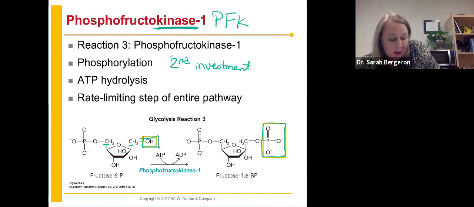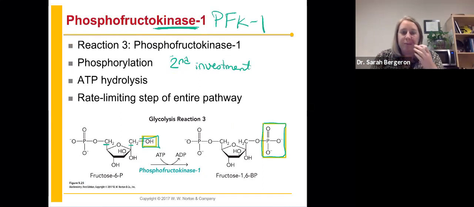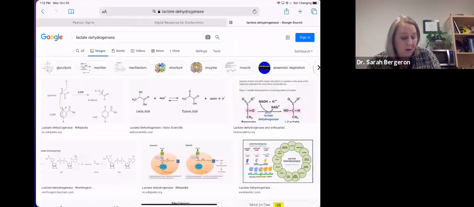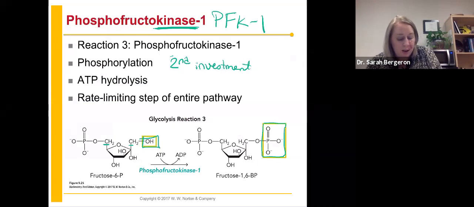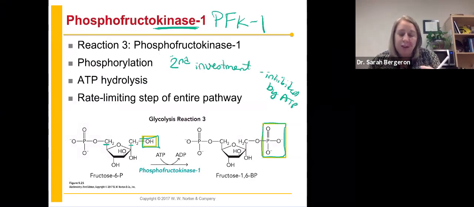This is phosphofructokinase, PFK-1. Sometimes you'll see it abbreviated that way. But this is the rate limiting step of the entire glycolysis pathway. And so what you're going to see is that this can be regulated. This enzyme, phosphofructokinase-1, can be inhibited by ATP. And that makes sense, right? If you have a lot of ATP sitting around in the cell, do you want this to continue? Well, no, not really.